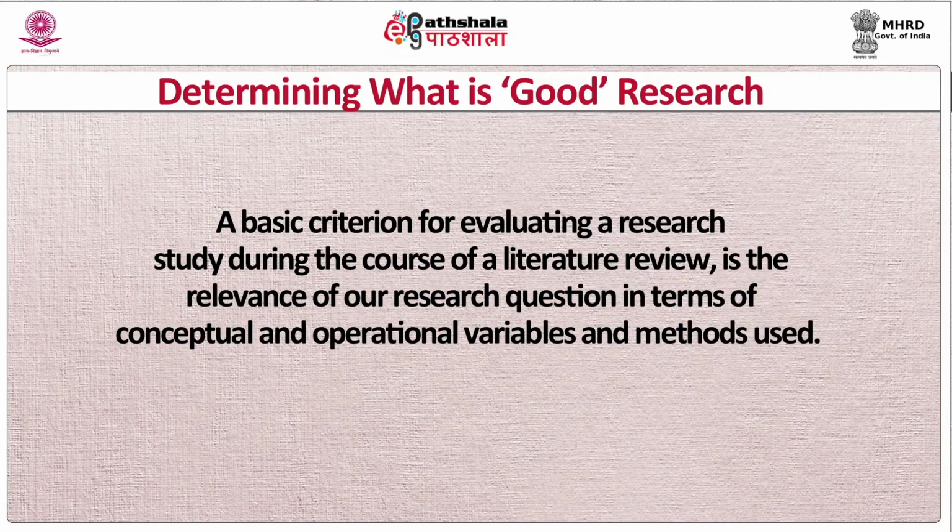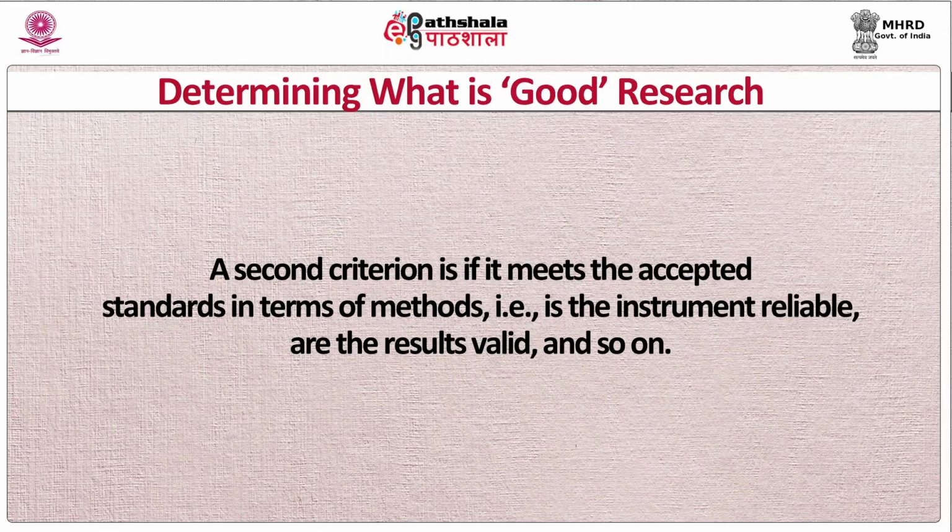A basic criterion for evaluating a research study during the course of a literature review is the relevance of our research questions in terms of conceptual and operational variables and the methods that are used. A second criterion is if it meets the accepted standards in terms of methods, that is, is the instrument reliable, are the results valid, and so on. And when we find an article that is relevant and meets the accepted standards, how do we know if it is good or not good?